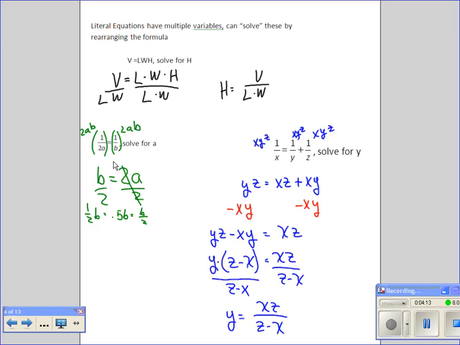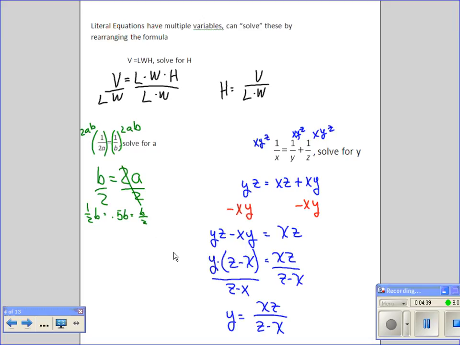Our second example here, 1 over 2a equals 1 over b. We can clear fractions again. Our LCD in this case is 2ab. Once we multiply both sides of the equation by 2ab, we're looking at b equals 2a, and then we simply need to divide both sides by 2 to isolate the a. And there's several correct ways you can write this. 1/2 times b, 0.5 times b, b over 2 are all the same way of saying a equals b over 2.